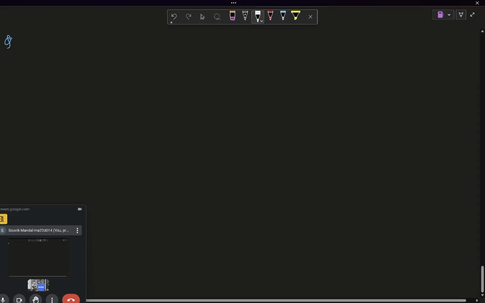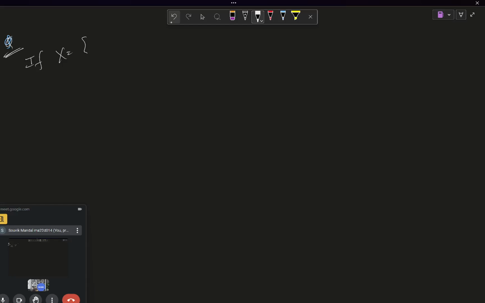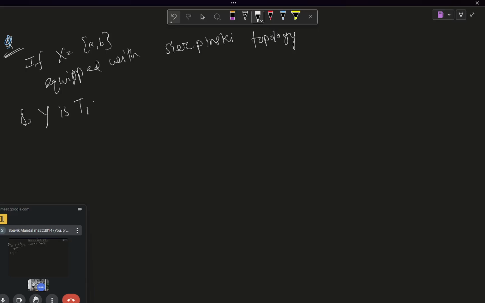If X is a two-point set equipped with the Sierpinski topology and Y is a T1 space, then show that C(X,Y) is homeomorphic to Y.